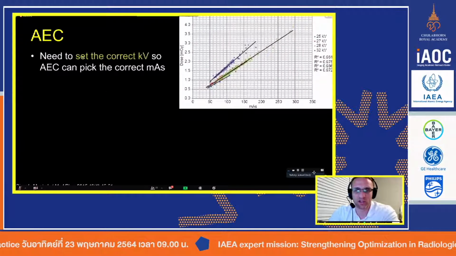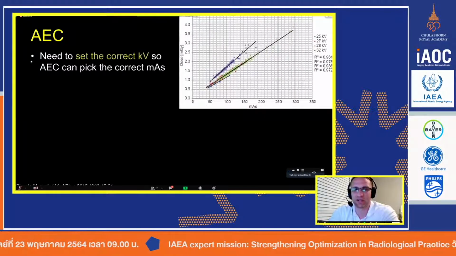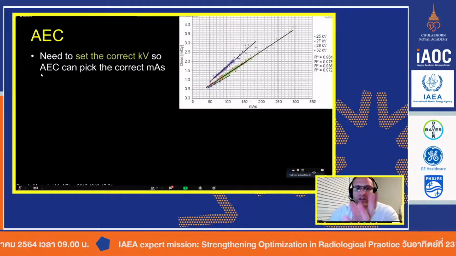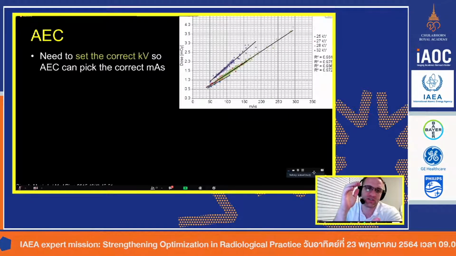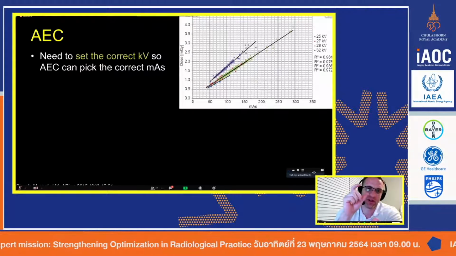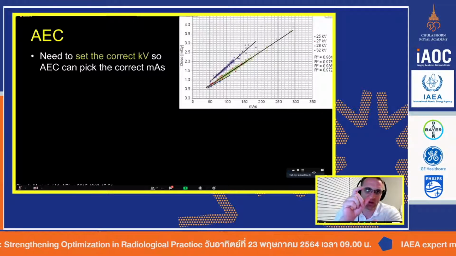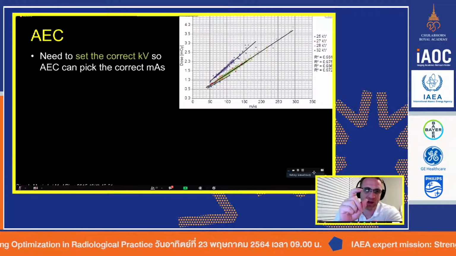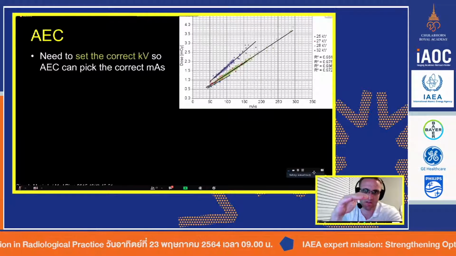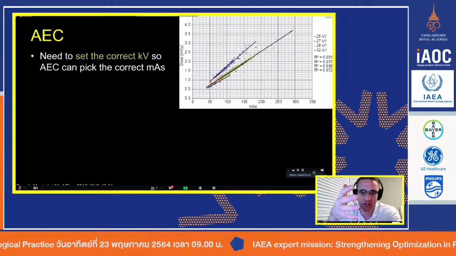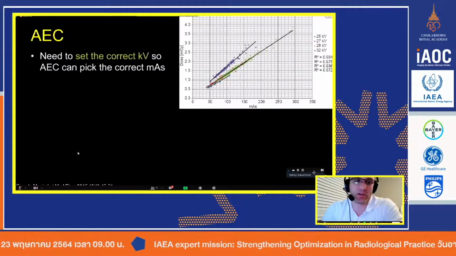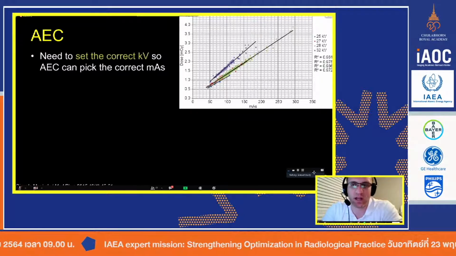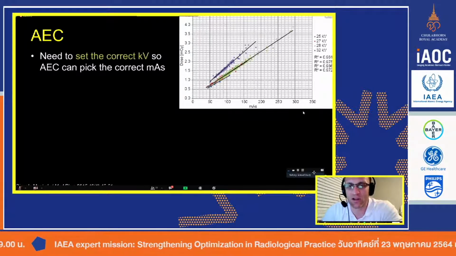All right, we talked about AEC, and this was one of those questions that came up. When we set the AEC up, you're going to need to establish a good operating kV. And then the system, of course, once you have that kV, will produce the mAs. So this is a publication from Bigala and their colleagues.